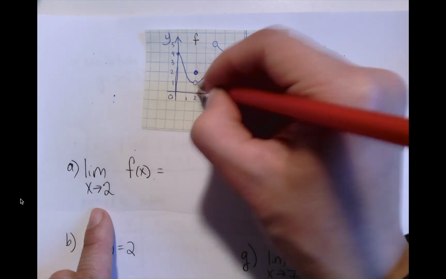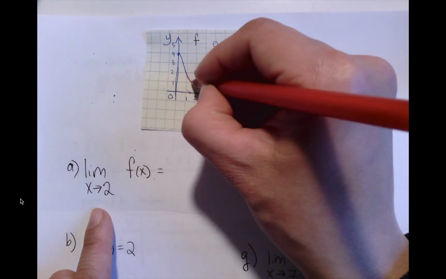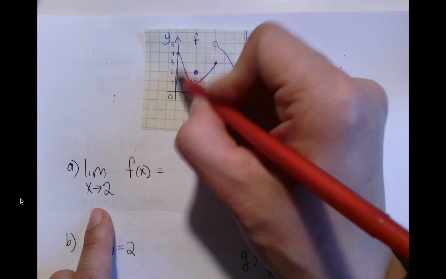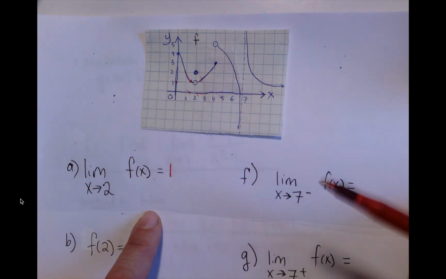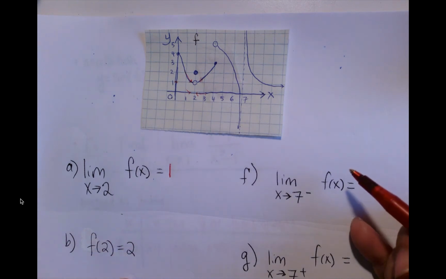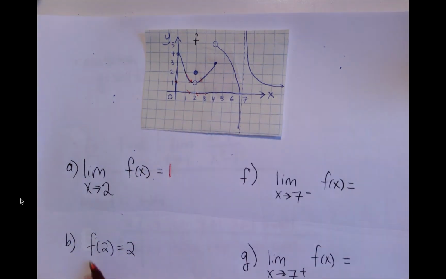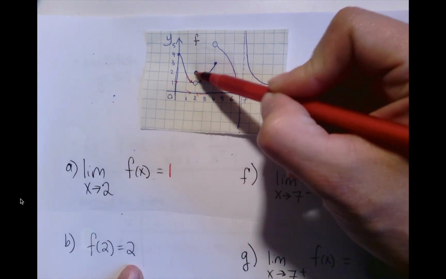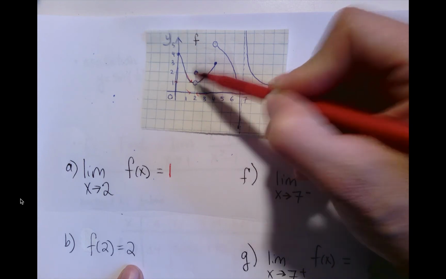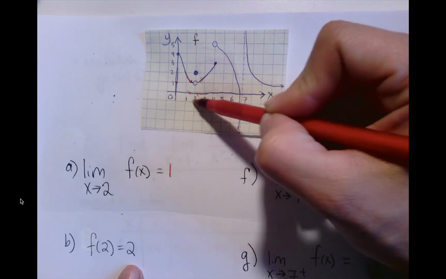It appears that the y values are going down and they're approaching 1. Notice how the left and the right limit are both equal to 1 also. But notice that if I were to calculate f of 2, then f of 2 is actually 2. So it's not the same as the limit, and that's something that's interesting. f of 2 is 2. It's right here. So my limit doesn't have to equal the function's value at that particular x.